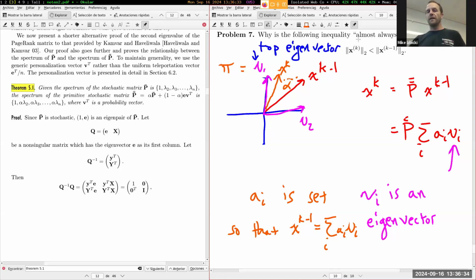This also explains the almost always true part of this equation right here, because every time we apply this, all of these other components are shrinking. Every component that is not the pi component, that is not the top eigenvector component, is always shrinking. We're always shrinking everything that is not contained in V1, that is not our top eigenvector. So eventually this L2 norm of this vector, sort of like the size of this vector, is going to get smaller and smaller and smaller.